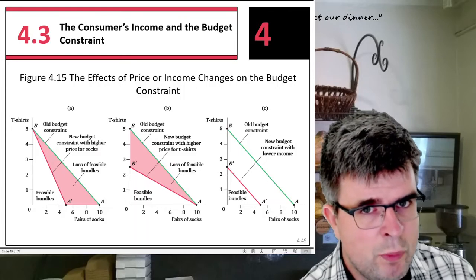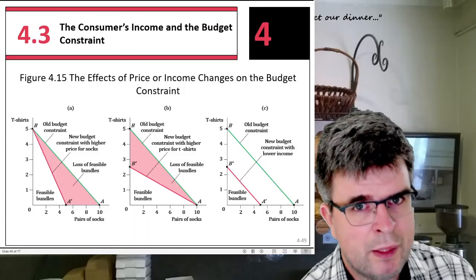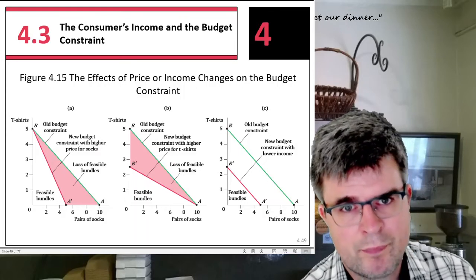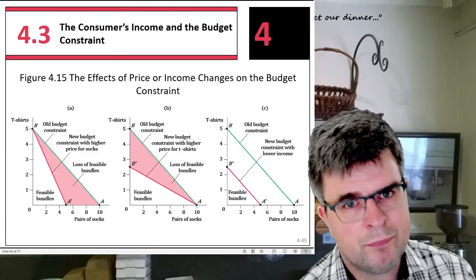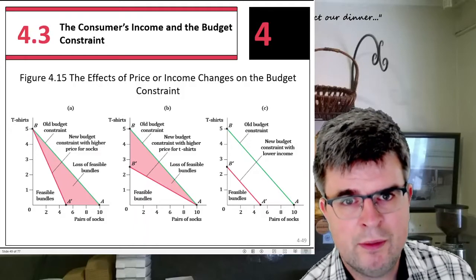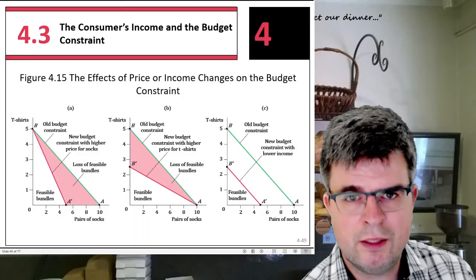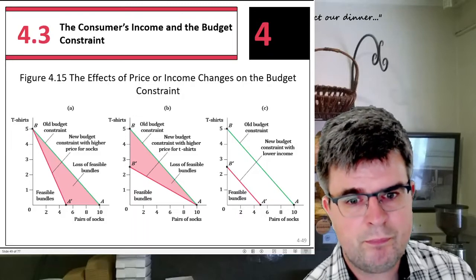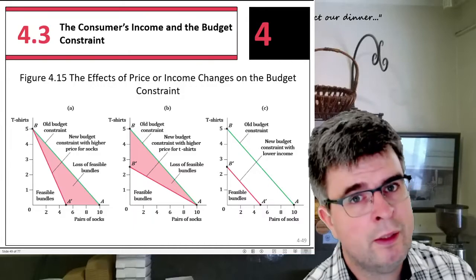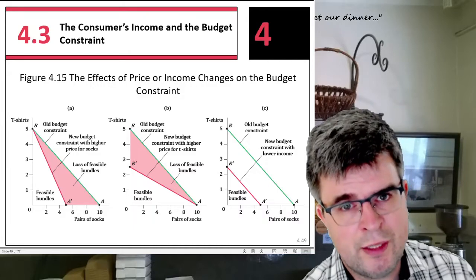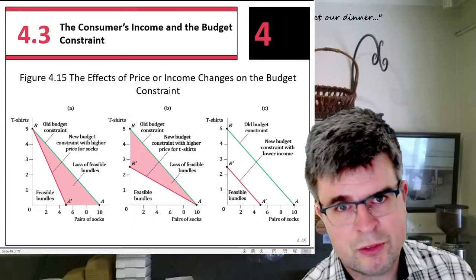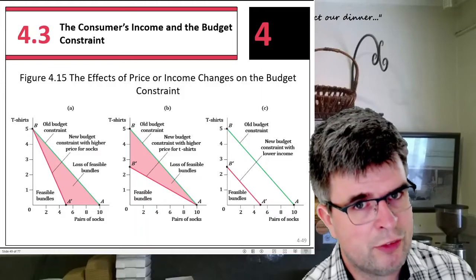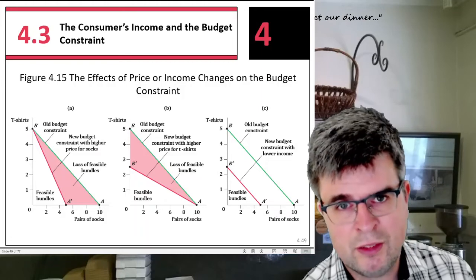Note that the new budget constraint now is parallel to the old one. So why is that? Well, we know that the slope of the budget constraint is given by the price ratio of the two products. In the picture on the right, the price of the two goods didn't change, so the slope of the budget constraint also cannot change. The thing that has changed is the income.